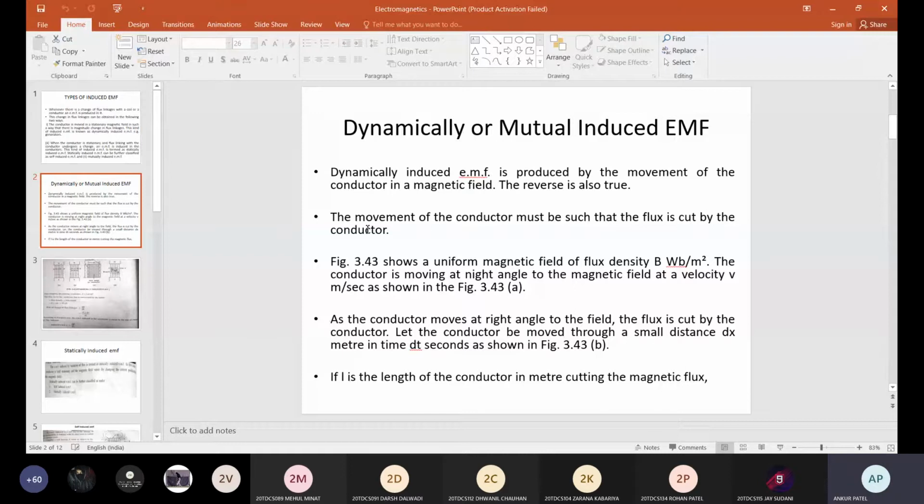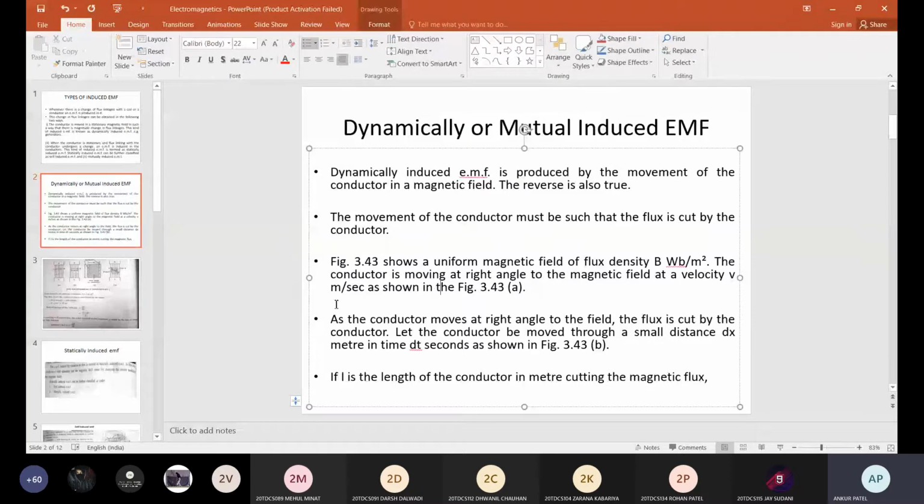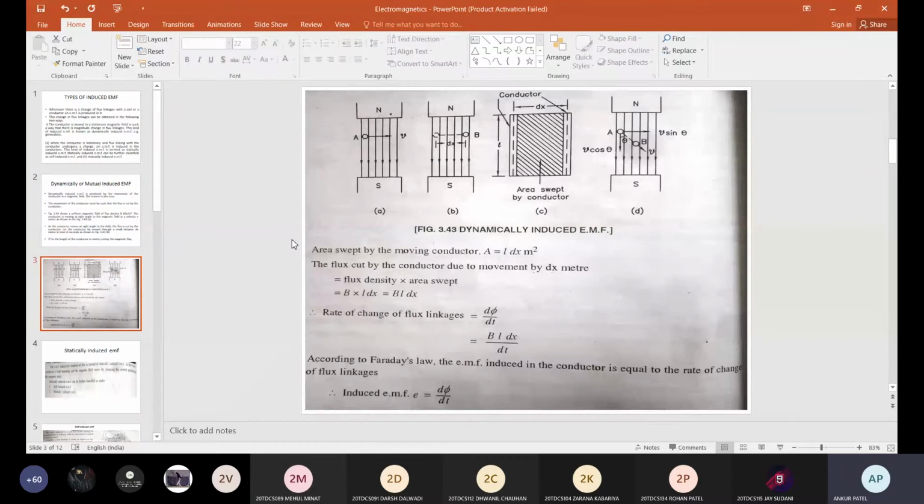In the diagram given, there is a uniform magnetic field of flux density B, in Weber per meter square. The conductor is moving at a right angle to the magnetic field at velocity v, given in meter per second. As the conductor moves at right angle to the field, the flux is cut by the conductor. Let the conductor be moved through a small distance dx meter in time dt. So here in the diagram this illustration is given.